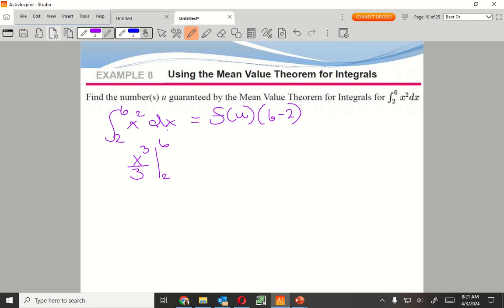Let's go ahead and plug those in. So 6 to the third. I don't know that one off the top of my head. Six to the third, like 218, 216. Okay, 216 over 3. That's going to be 72, right? Maybe. You guys can use your calculator.